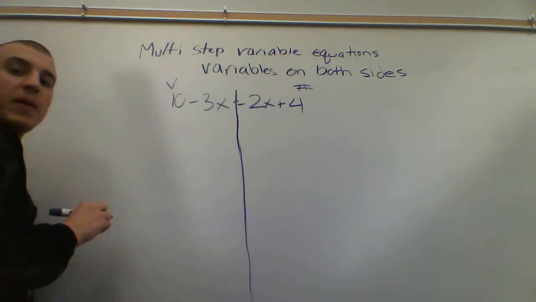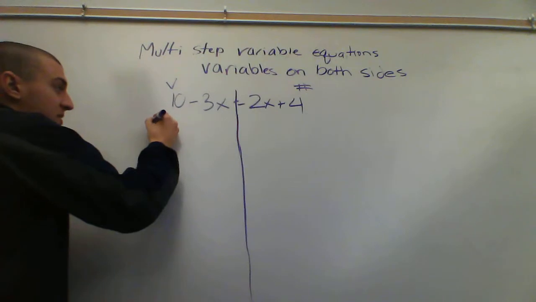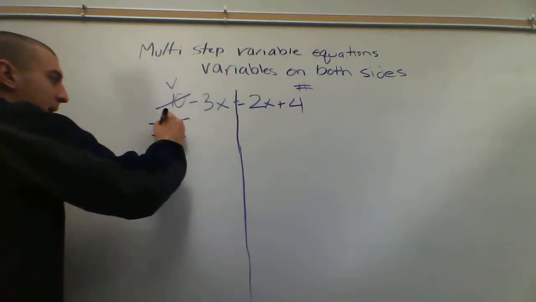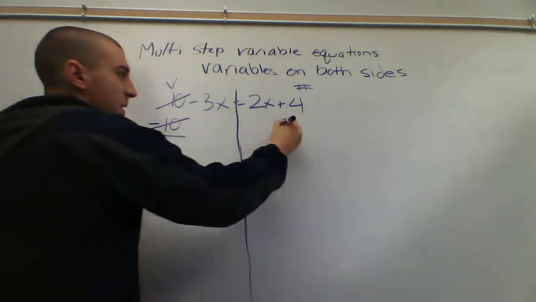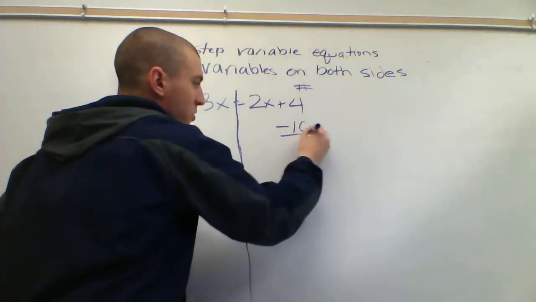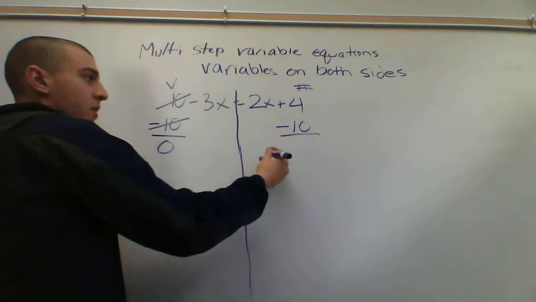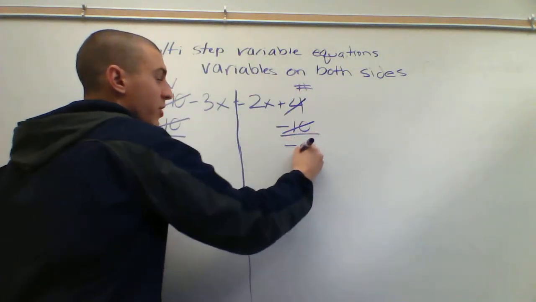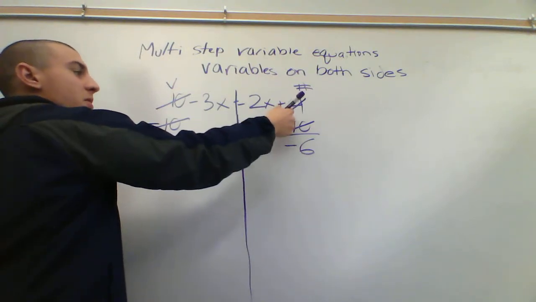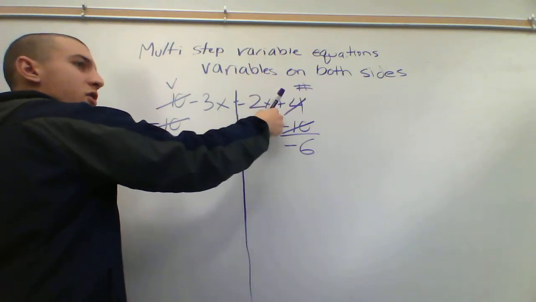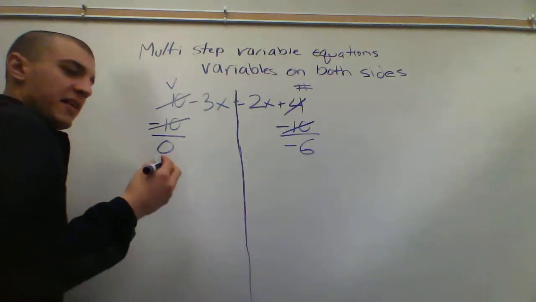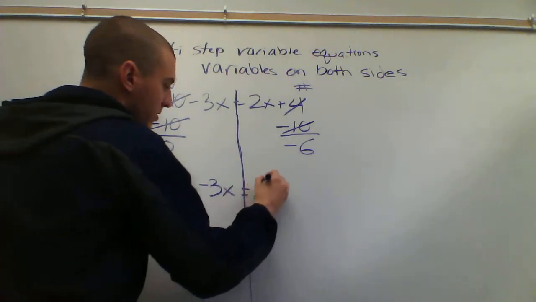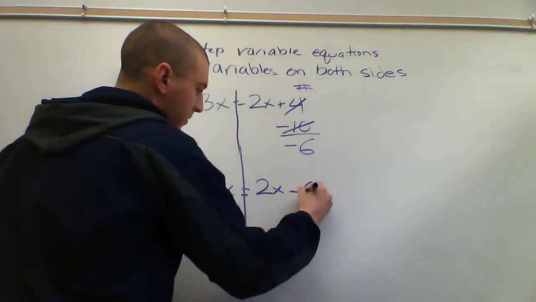So over here we have a positive 10. If we want to make a positive 10 0, we have to subtract 10. 10 minus 10 is 0. And then we have to subtract 10 on this side, because whatever you do on one side, you also do on the other. 4 minus 10 is negative 6. And you'll notice I subtracted the 10 from the other number because this is not a like term. You cannot subtract it from 2x. Now let's bring down what we have left. Negative 3x equals 2x minus 6.